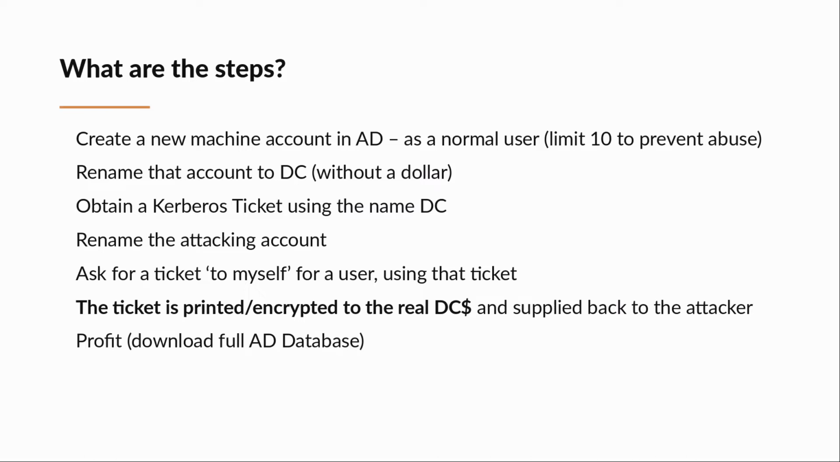So you ask, and that happens when you're asking for a ticket to myself using that ticket. It's printed and encrypted to the keys for the real DC, and it's given back to you, encrypted with the session key. And then from there, it's a simple matter of downloading the password database, because once you've got a ticket as a DC, you can then just go off and do replication.